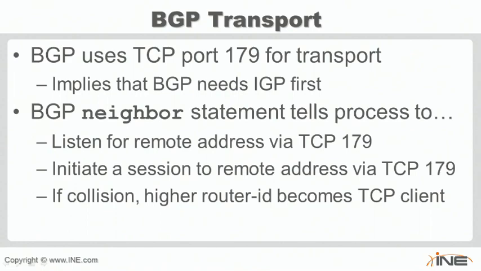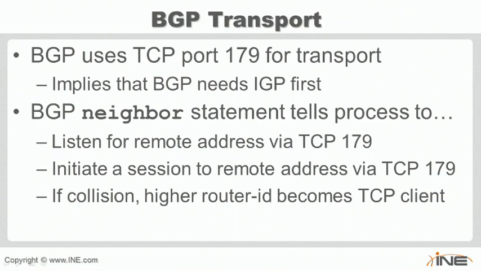Now again, the key point in our first step, when we're defining the neighbors to establish the BGP peering, is that this command has dual functionality. It means that we're going to start listening for a BGP connection to come from the remote address, and also that we are going to initiate a session going to the remote address. With these two attributes, both the TCP client and the TCP server have to agree on where the BGP session is going and where the BGP session is coming from.